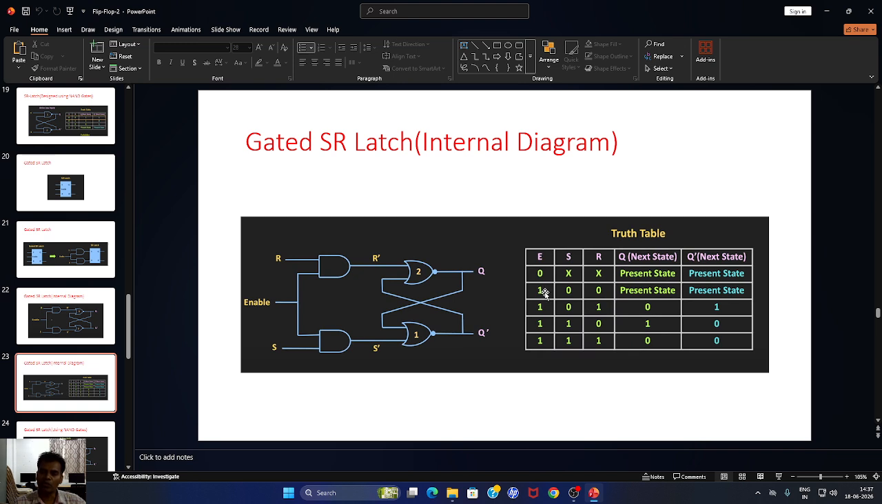When enable equal to 1, both inputs S and R being 0 0, next state is present state, right? Enable 1, input 0 1, next state equal to 0. Next input combination 1 0, its next state is equal to 1. 1 1 is forbidden. We never operate this gated SR latch for the input combination of S equal to 1 and R equal to 1.